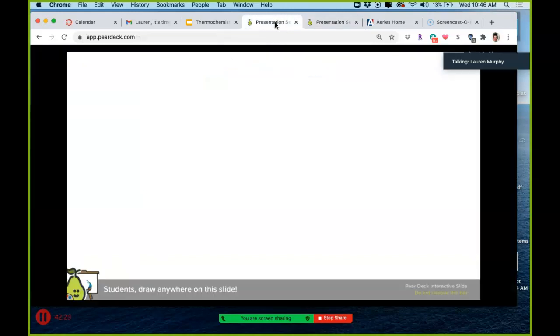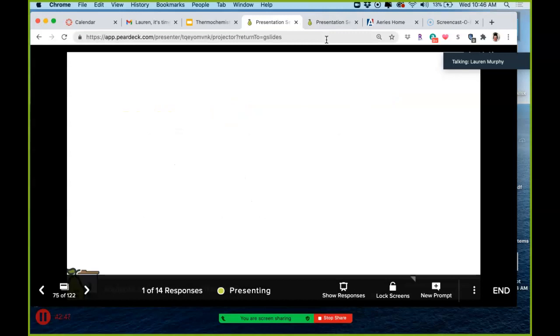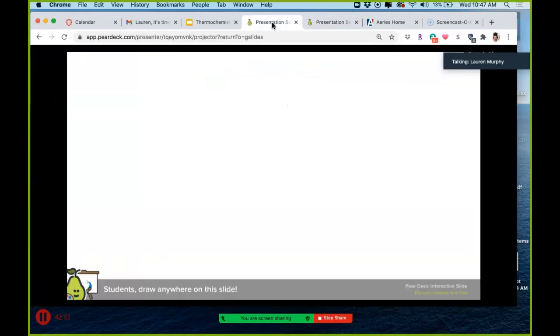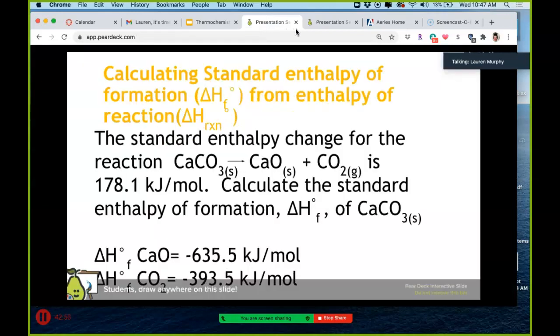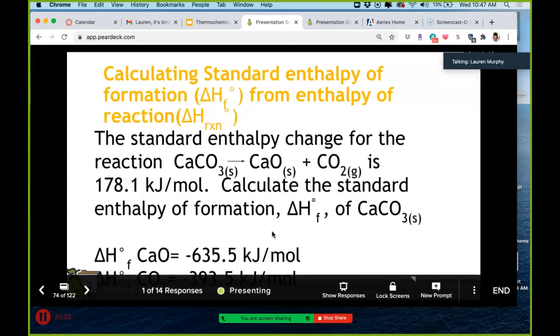So let's go look back at that reaction. Who are my products? Calcium oxide and carbon dioxide. This is all balanced. Everything is 1 to 1 to 1, so we're not going to have to really worry about coefficients. So calcium oxide product is negative 635.5. Plus, what's the other one? 393.5, because carbon dioxide is my other product. Is it 393?